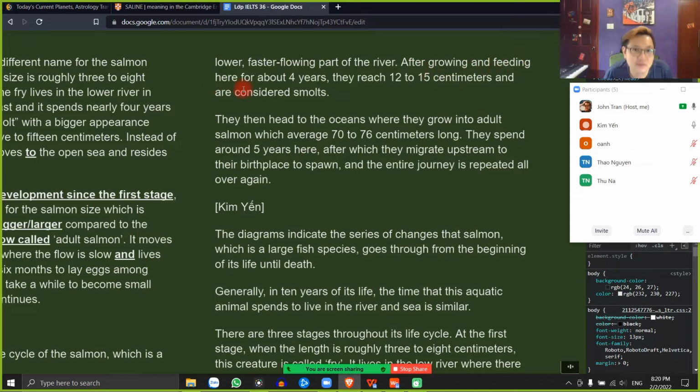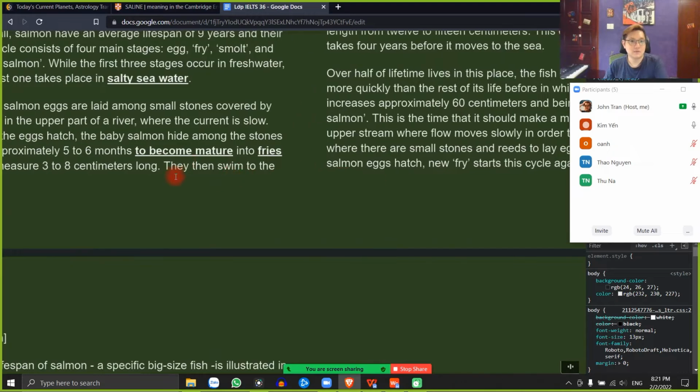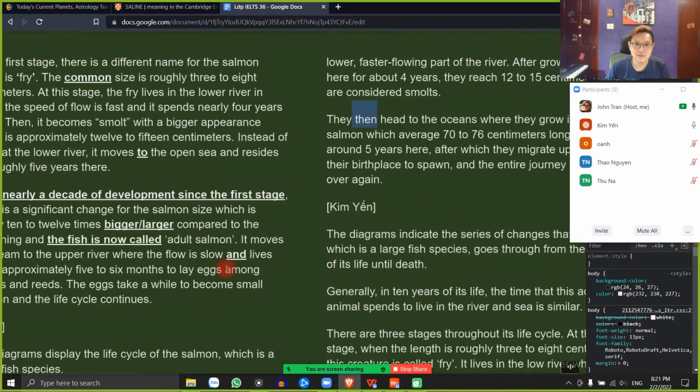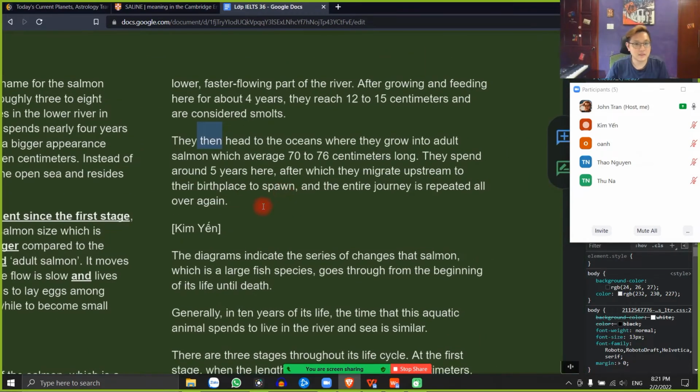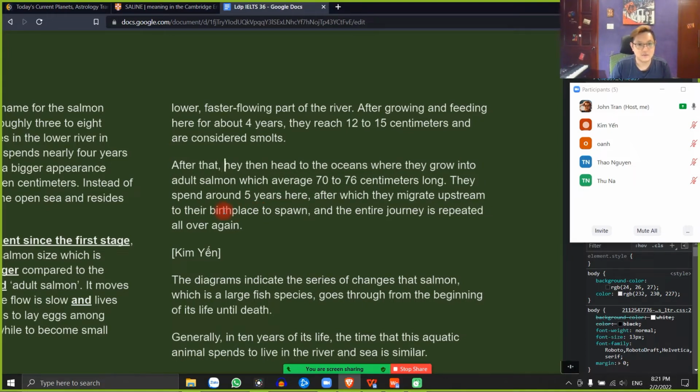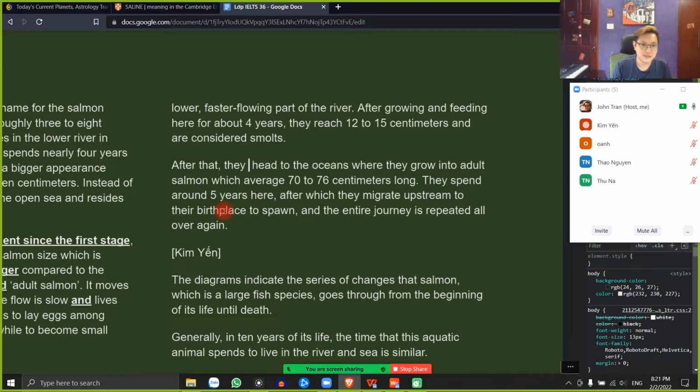After growing and feeding here for about 4 years. Okay, and I consider smoked. Okay. All right. We use the word then here already. So let's try to not repeat it. Mình dùng chữ then đây rồi mà còn đây then nữa nè. Okay. Let's just say after that.